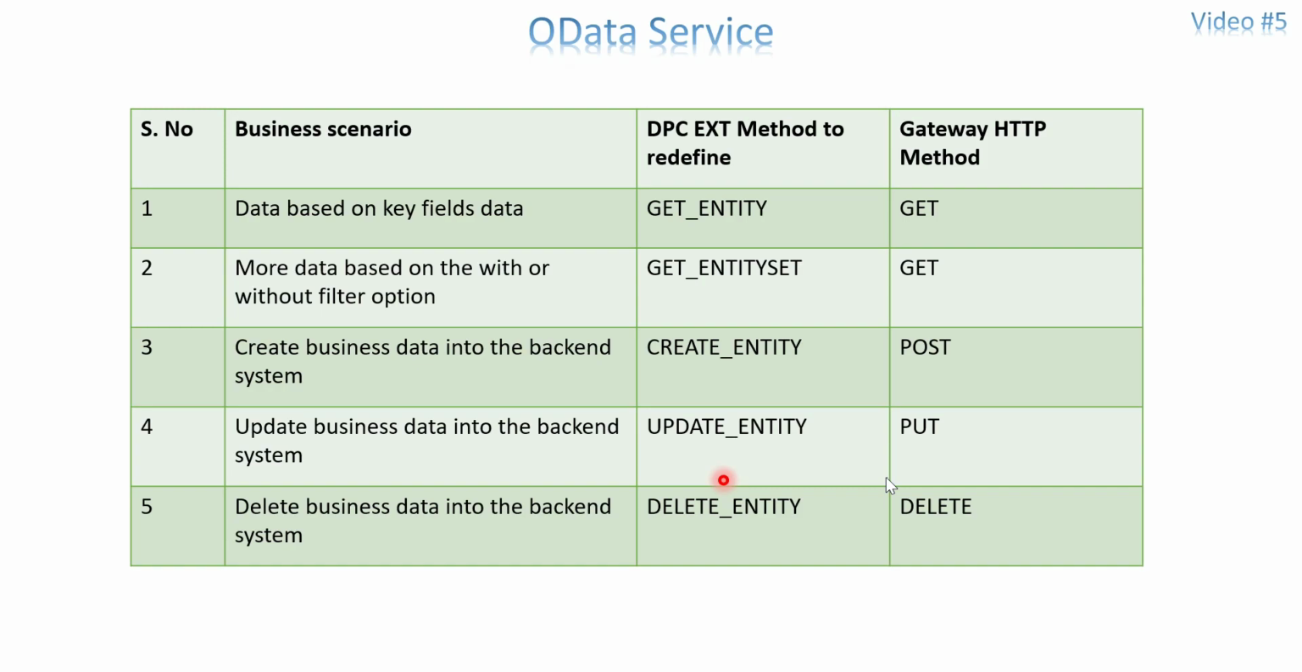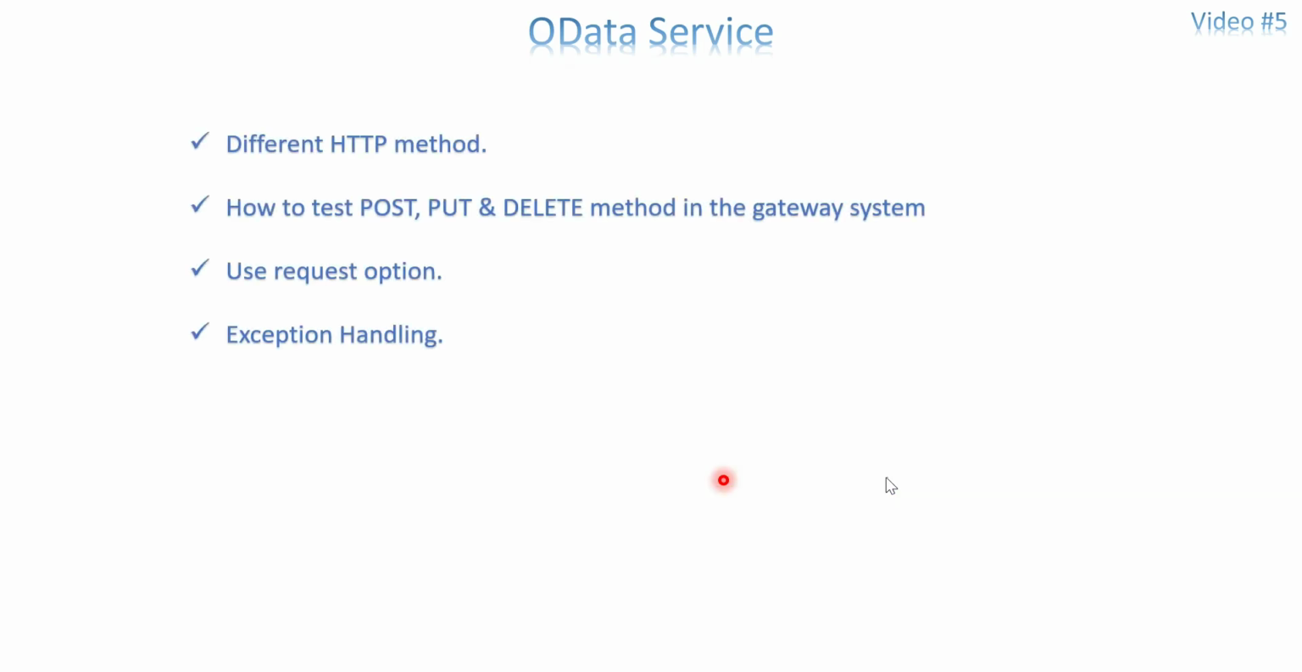So how to design for this particular business scenario? To read, create, update, and delete business data. In this session, we are going to see different HTTP methods. We have used only GET, and today we're going to see POST, PUT, and DELETE, and how to test these methods.